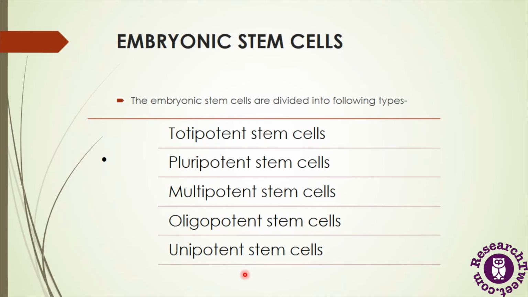So these oligopotent cells can differentiate into a few different types of cells. Now the last type, or the fifth type, is unipotent stem cells. As the name indicates, they can only differentiate into a single type of cell. The example is muscle stem cells, which can differentiate into only muscle cells. So these are the types of embryonic stem cells which are found in our body.